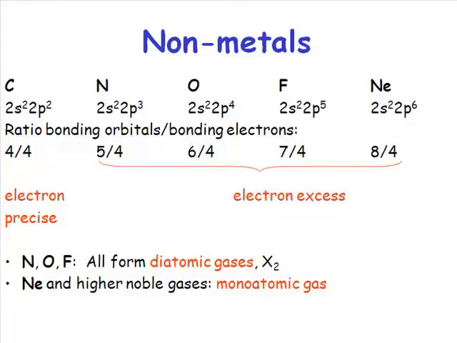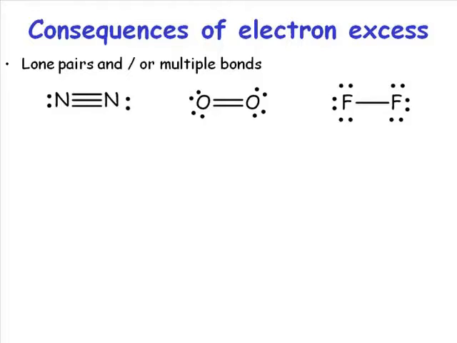So these electron excess compounds with more electrons than orbitals have lone pairs, and where you've got lone pairs, you've got compounds that will function as Lewis bases. And that follows simply from just counting the number of electrons present in these systems. Okay, so the consequences of electron excess are either lone pairs and/or multiple bonds. You're always going to have lone pairs. Whether or not you get multiple bonds is going to depend on the size of your element.